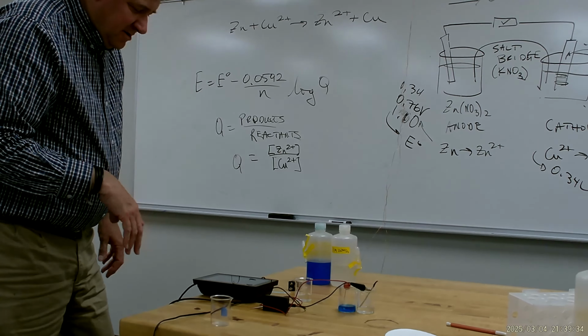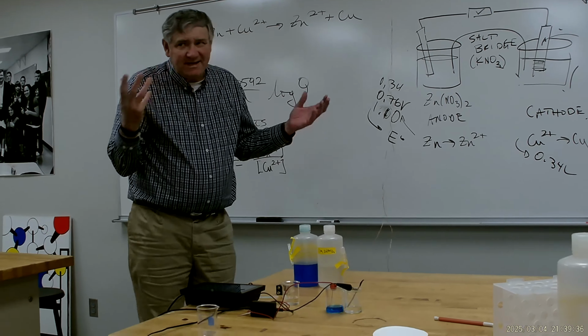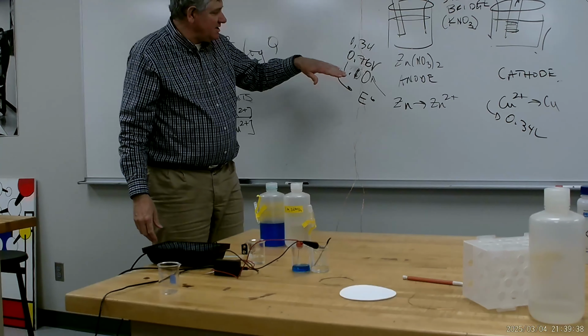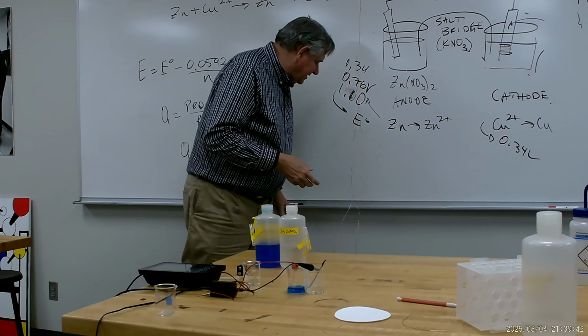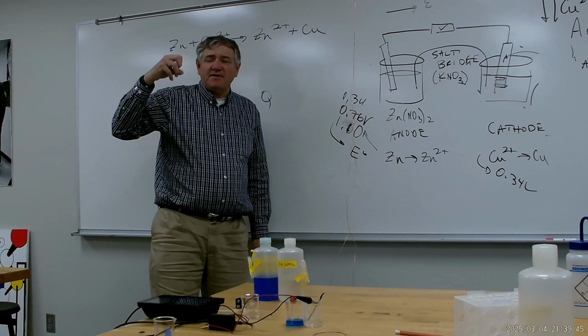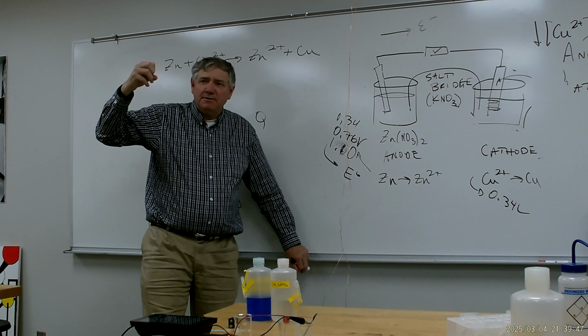So we're reading right now 0.873. It should read 1.10. There's some resistance. We're down a little bit. But the E naught value is like this theoretical value.